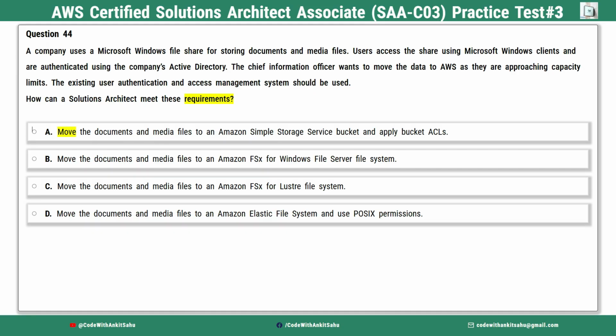Option A. Move the documents and media files to an Amazon Simple Storage Service bucket and apply bucket ACLs. Option B. Move the documents and media files to an Amazon FSx for Windows File Server file system. Option C. Move the documents and media files to an Amazon FSx for Lustre file system. Option D. Move the documents and media files to an Amazon Elastic File System and use POSIX permissions.